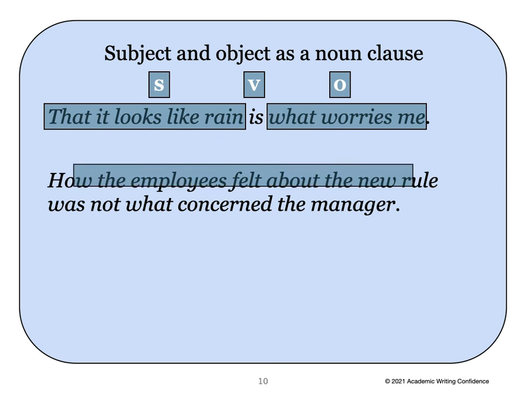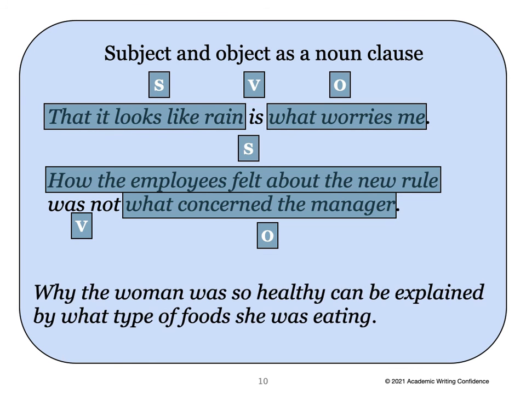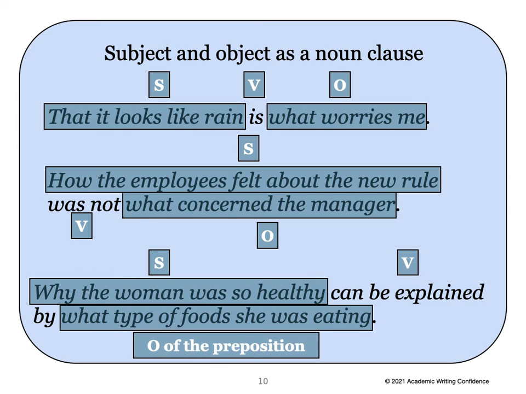Now here's another example. How the employees felt about the new rule was not what concerned the manager. Again, the first noun clause is the subject of the sentence, followed by the verb was not, and then the second noun clause, which is the object of the sentence. And here's one more. Why the woman was so healthy can be explained by what kind of foods she was eating. Here, the last noun clause is used as the object of the preposition by.